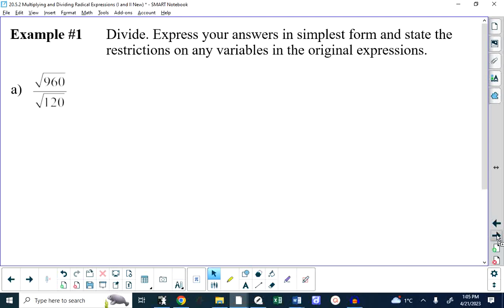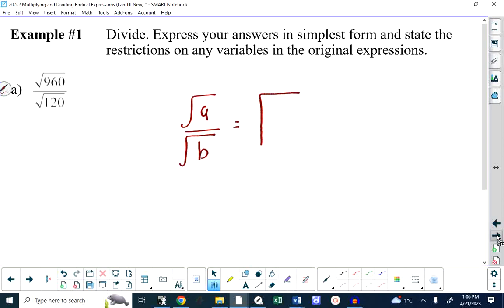Let's start off with some fairly easy examples. What is the square root of 960 divided by the square root of 120? Well, the square root of A over the square root of B is equal to the square root of A over B. In other words, we're allowed to divide the radicands. So now we have root 960 over 120. Now, does 120 divide into 960 perfectly? By that I mean without decimal or remainder. How many times, Nate? 8. That means that this is equal to root 8.